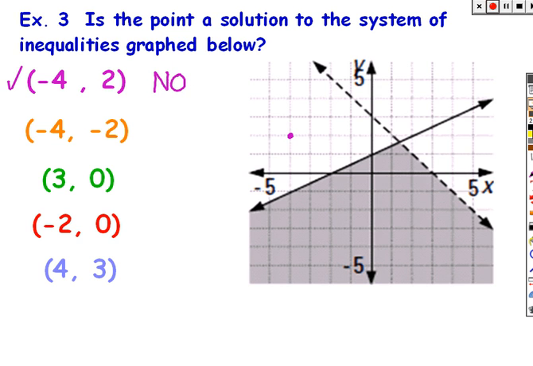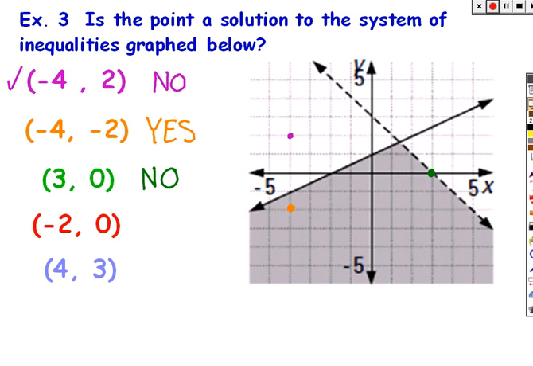(-4, -2), the orange point. Would that be a solution? Yes, it would be. It's in the shaded region. So that would be yes. (3, 0). What do you think? Is that a solution? This is actually a no, it's on the dotted line. So the points on the dotted line are not included in the solution set.